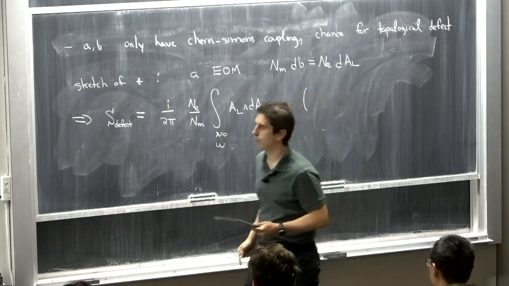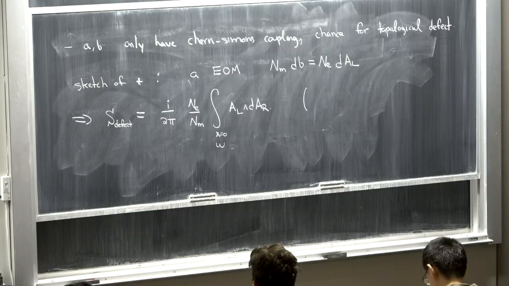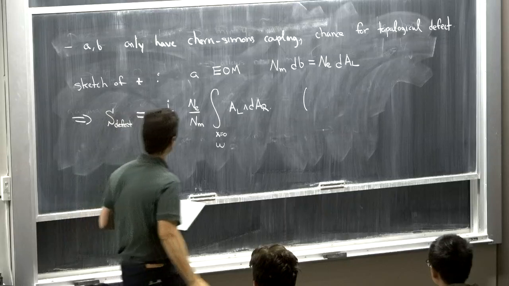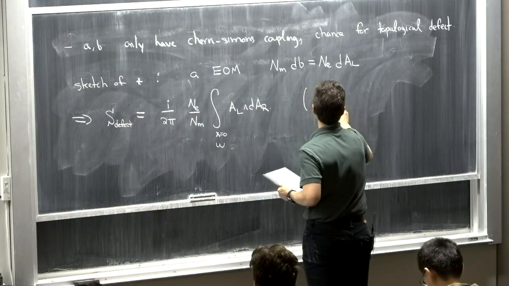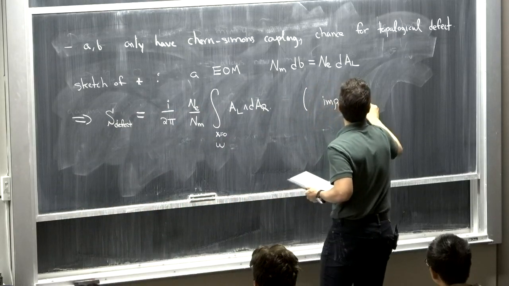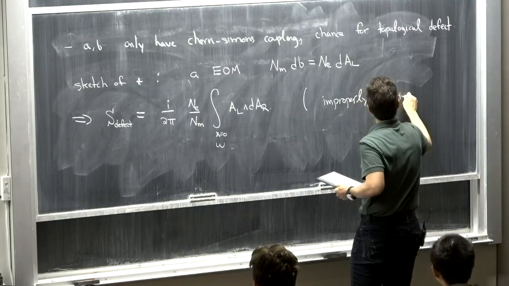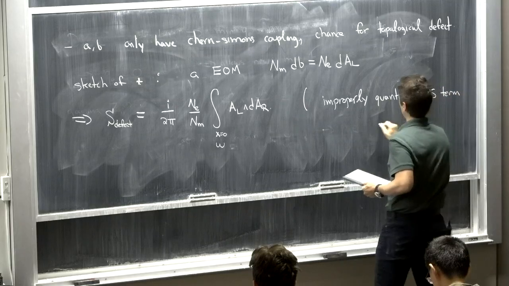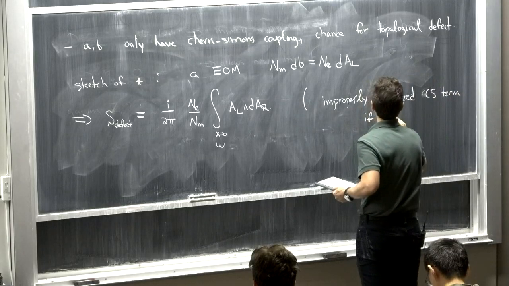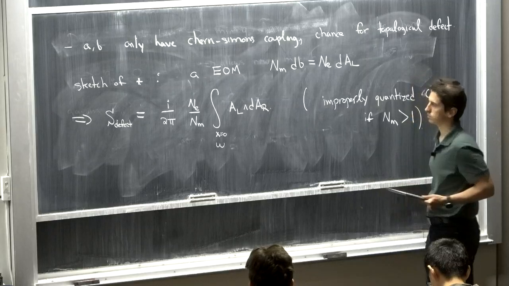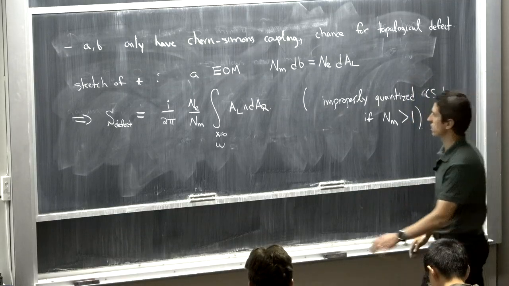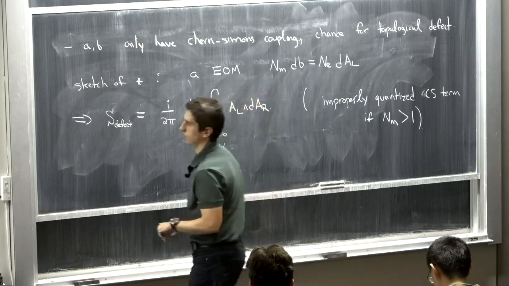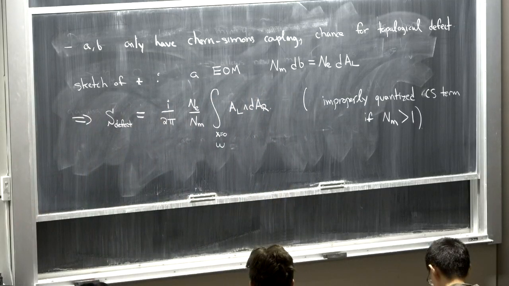So given that, you could ask, Clay, why did you write this A and B? This seems to be a very mysterious formula. And the reason I wrote it is that this is an improper Chern-Simons term, if N_M is greater than 1. So strictly speaking, you should understand this action is really a kind of stand-in for this more precise action. But this will be enough for the sketch that I want to give you.